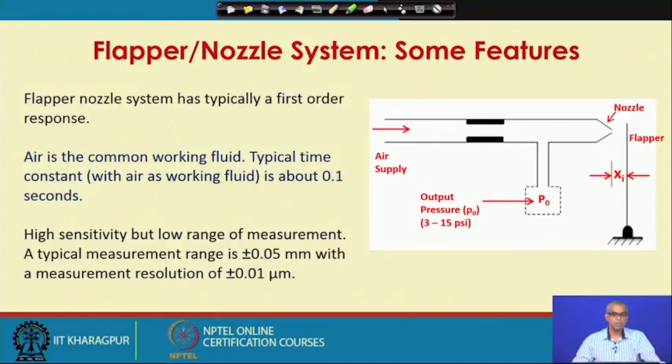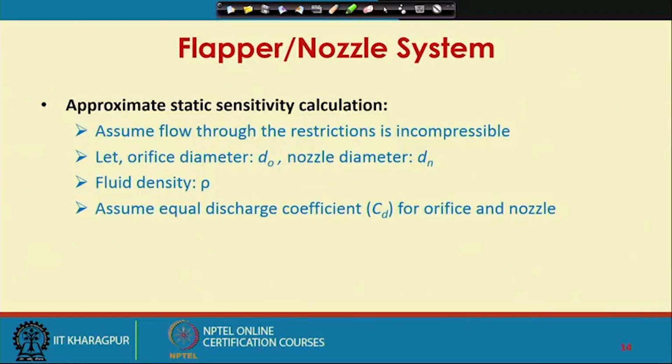The flapper and nozzle system typically has a first order response. Air is the common working fluid. When we use air as the working fluid, the typical time constant is about 0.1 seconds. Flapper nozzle systems have high sensitivity, but a low range of measurement. A typical measurement range is plus minus 0.05 millimeter with a measurement resolution of plus minus 0.01 micrometer.